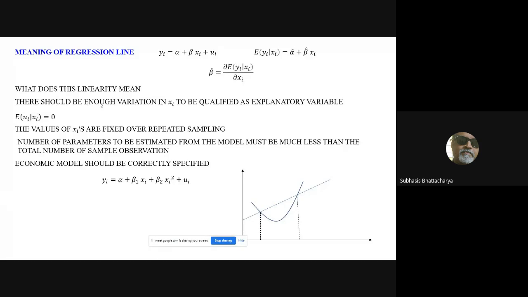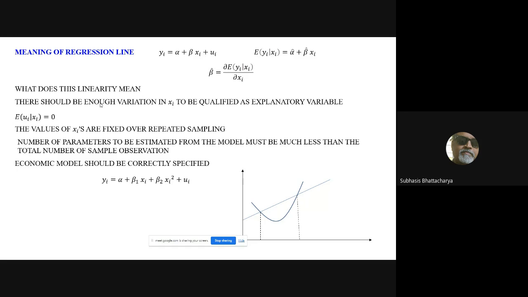And the fourth one is that xi's are fixed. The values of xi's are fixed over repeated sampling, and that is, the xi's are exogenous. Number of parameters to be estimated: for example, in our model, yi is equal to alpha plus beta xi, alpha and beta are the parameters. The number of parameters to be estimated from the model must be less than the total number of sample observations. That means we are dealing with a big data set. When you have two parameters, you will not get the regression with only two observations.